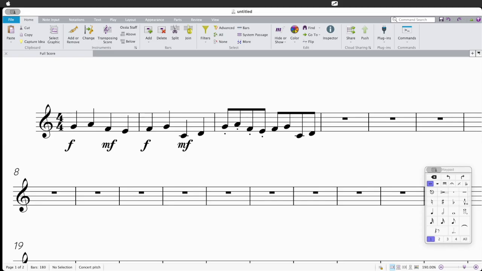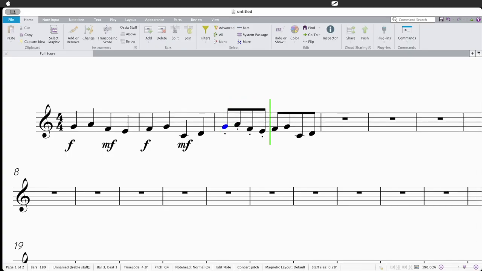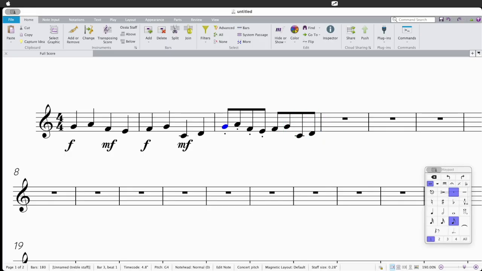So let's hear the difference between short or detached and a regular eighth note. Good. So beep, bop, bop, bum. Still nice pitch there, but definitely separated.